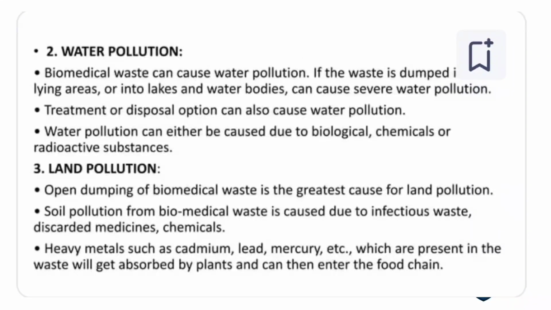So next, moving on to water pollution. Biomedical waste can cause water pollution if the hospital waste is dumped in low-lying areas or into lakes and water bodies. Your treatment or disposal option can also cause water pollution. Water pollution can be caused by biological, chemical or radioactive substances. Biological substances, chemical hazardous substances, or sometimes radioactive materials disposed of in water can cause water pollution.